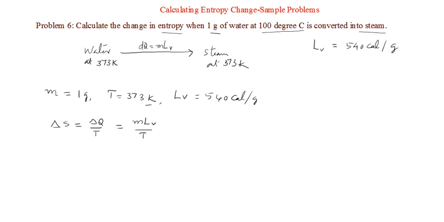So can you just substitute it? That is equal to 1 gram into the latent heat of vaporization, 540 calories per gram. I am substituting the units also, so that you are familiar with how our final answer will turn out, divided by 373 Kelvin, right? The gram and gram inverse will get cancelled, and you will get 540 divided by 373. What will be the unit of this entropy change? It will be calories per Kelvin.